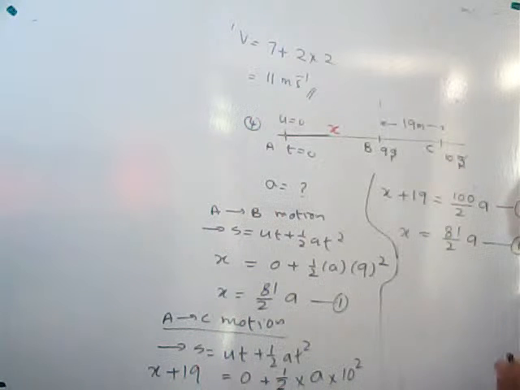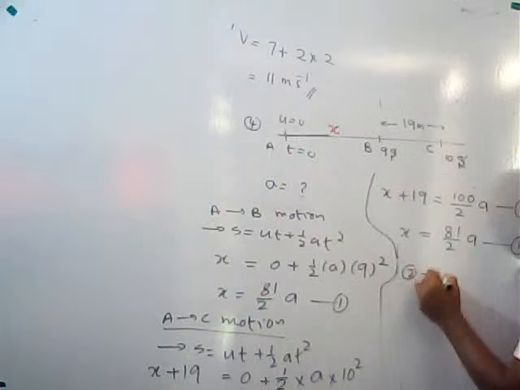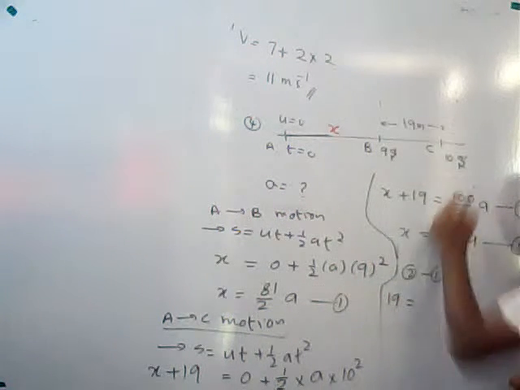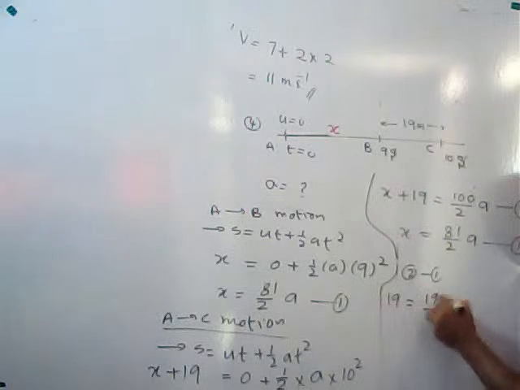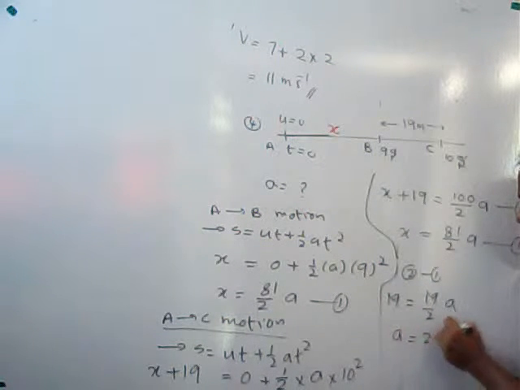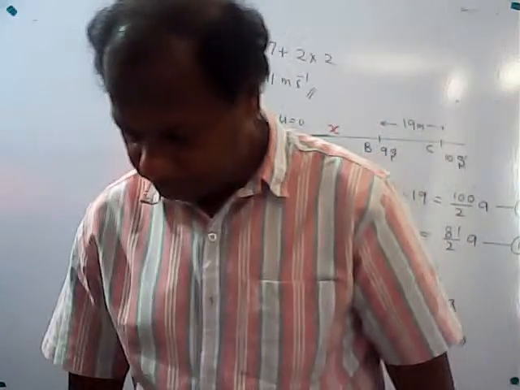Just subtract, 2 minus 1. X will disappear. You get 19 equals 19 over 2a. So 19 cancels, and a equals 2 m s minus 2. You have to find the acceleration and the distance.